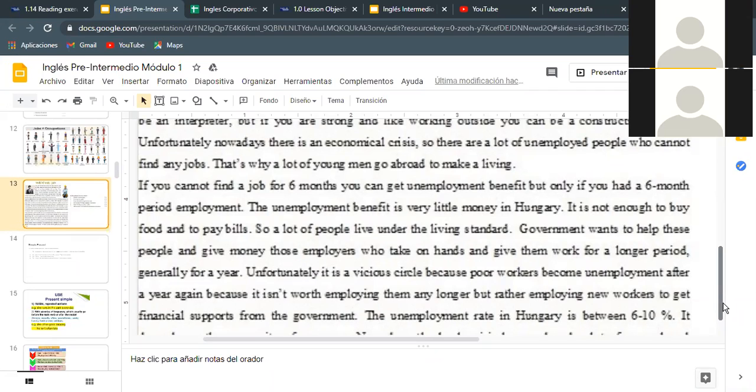Unfortunately, nowadays there is an economical crisis. So there are a lot of unemployed people who cannot find any job. That's why a lot of young men go abroad to make a living. Okay. If that is fine. Thank you. Aileen Racinos, please.